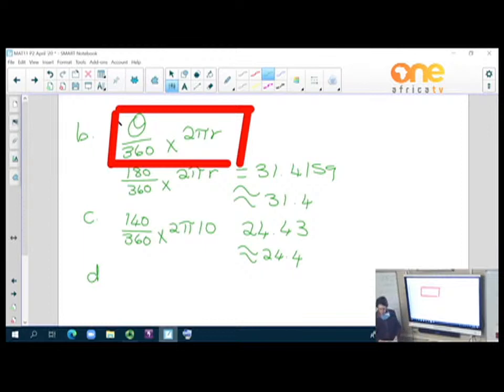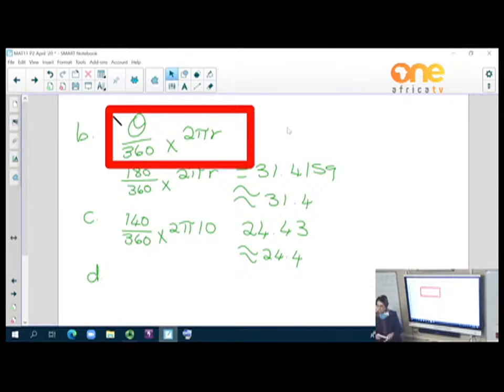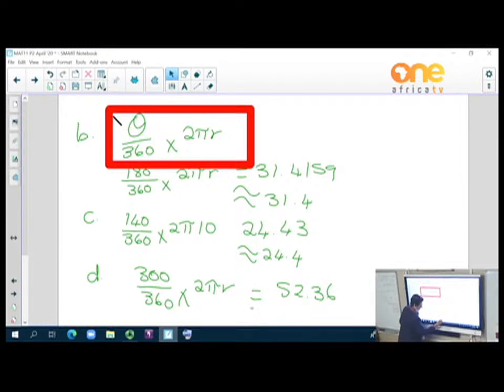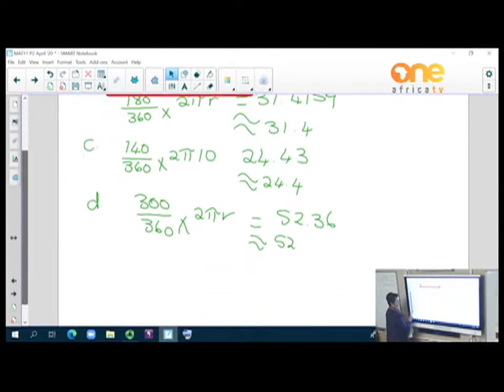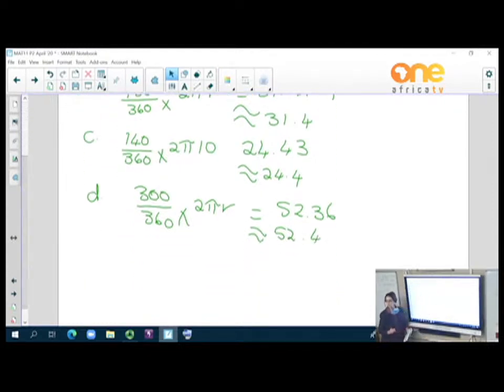Okay, number D. Oh, look at number D. There we want the big arc, so we're using 300 degrees over 360 of 2 pi r. And what does that give us? 52.36, and this one will round off to 52.4. Three significant figures, 52.4. And obviously this is actually centimeters, because it's arc length. It's centimeters all the time, centimeters.